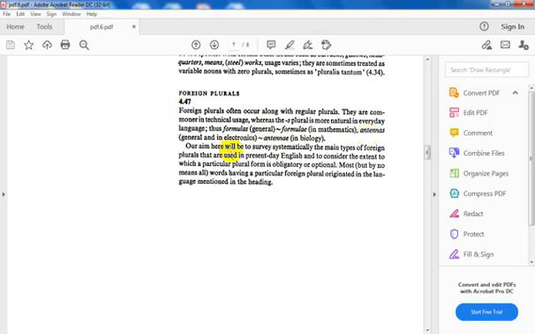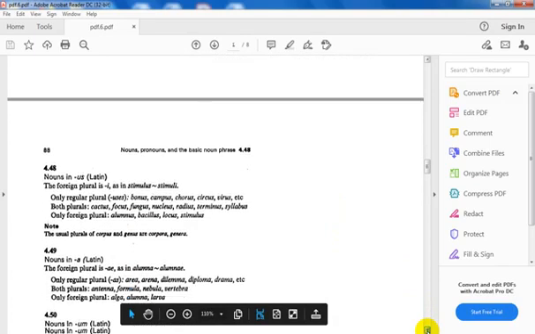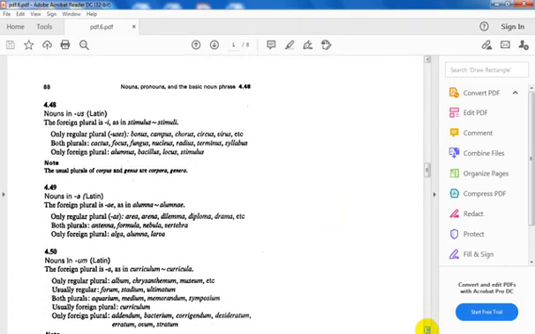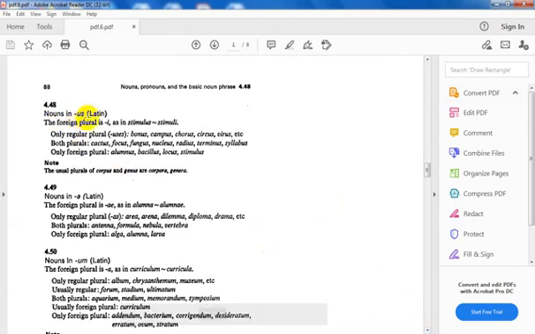Our aim here will be to survey systematically the main types of foreign plurals that are used. Of course, at the bottom of each section we are going to see certain nouns and the origin of these nouns. So nouns in US. These nouns are borrowed from Latin. According to the Latin pluralization system, if the noun ends with US, this US becomes I. According to this rule, let us see.